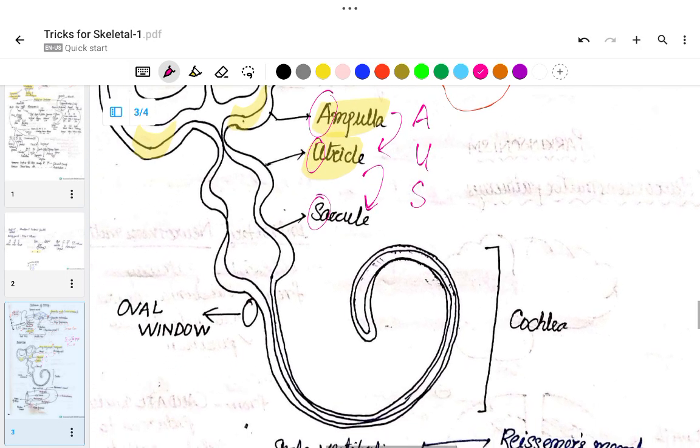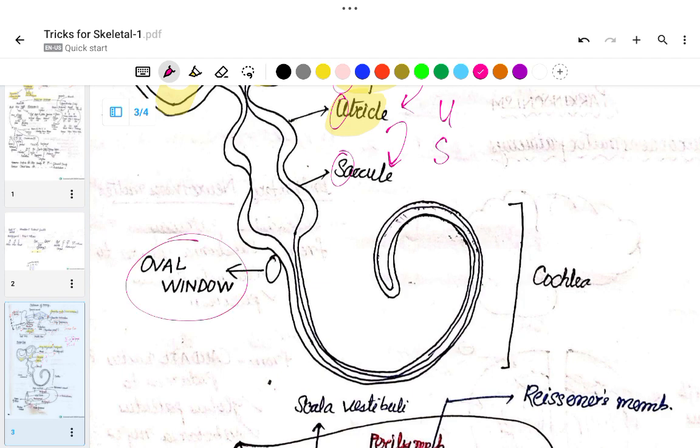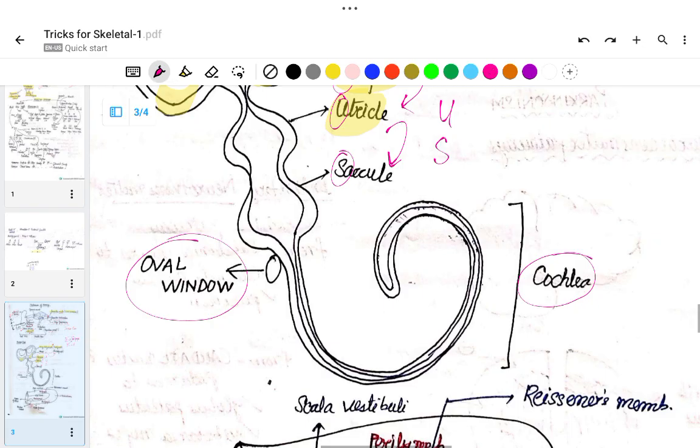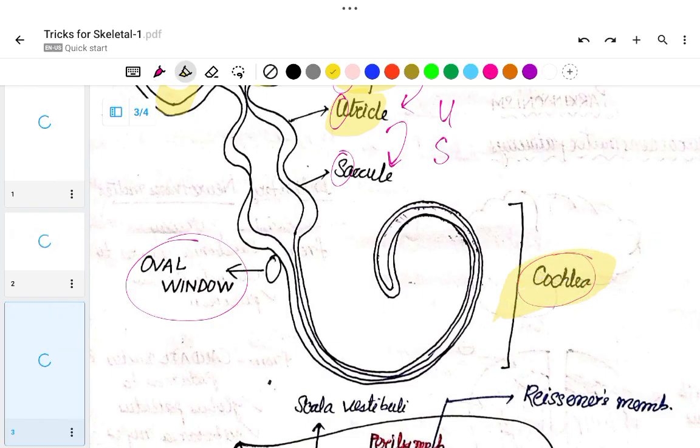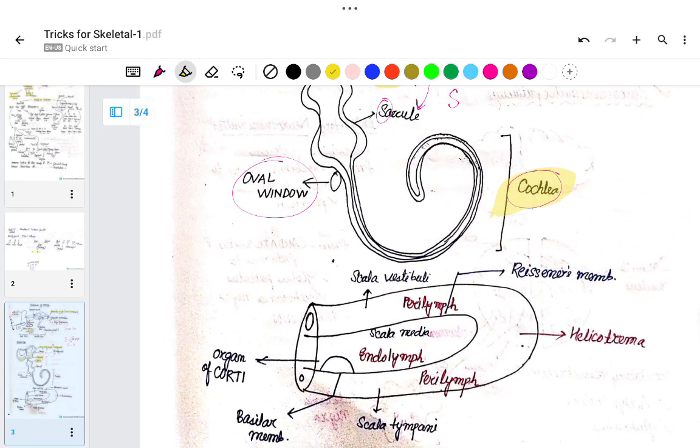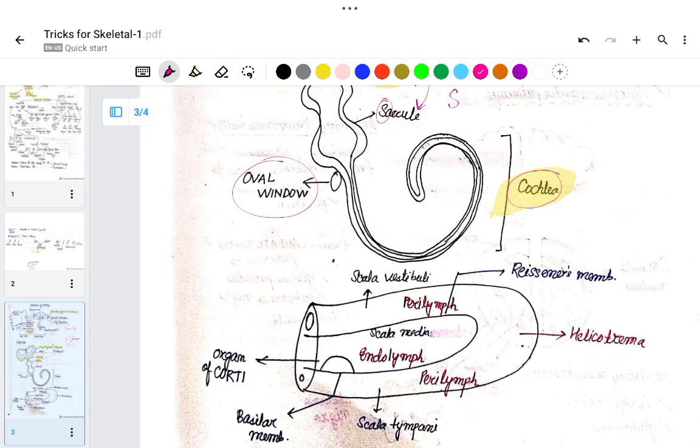Next is the oval window, not required. This is the cochlea. The cochlea is a part of the inner ear, and the cochlea is the actual part that helps us in hearing. So now we are taking a section like this. We are cutting a section from here, and then we are observing this part.